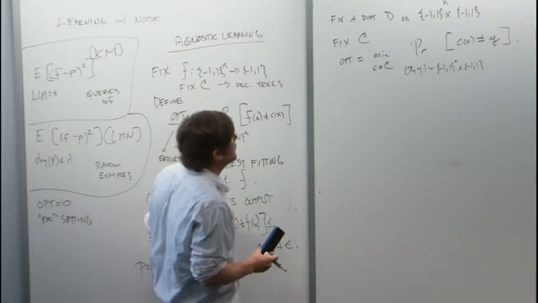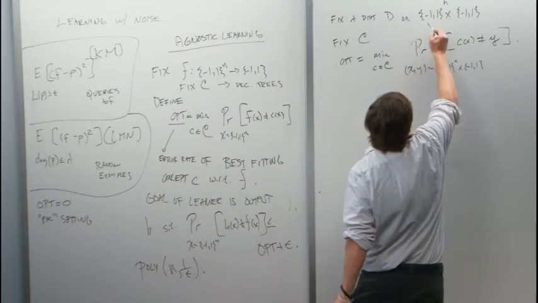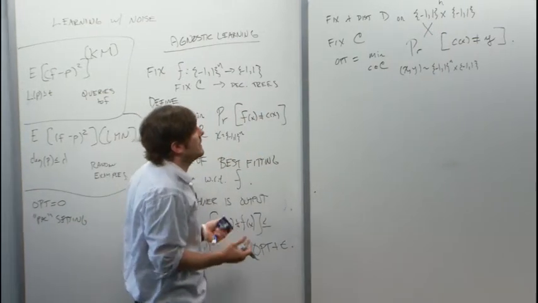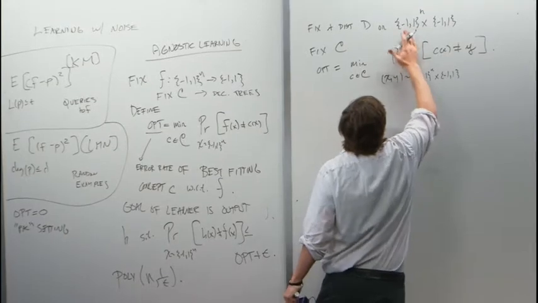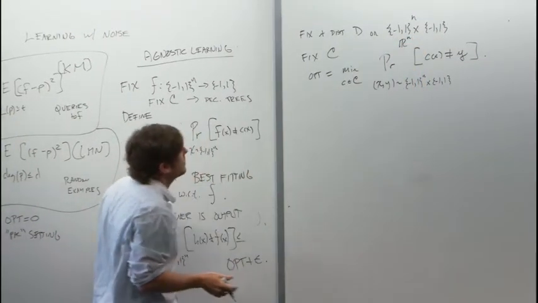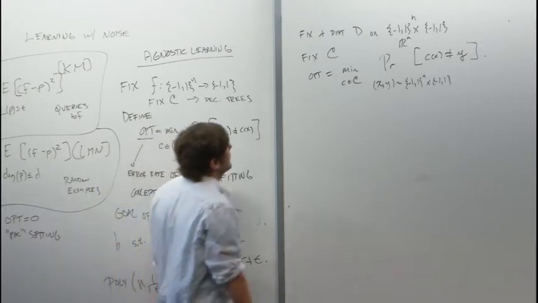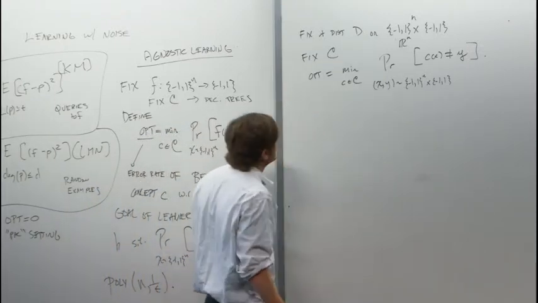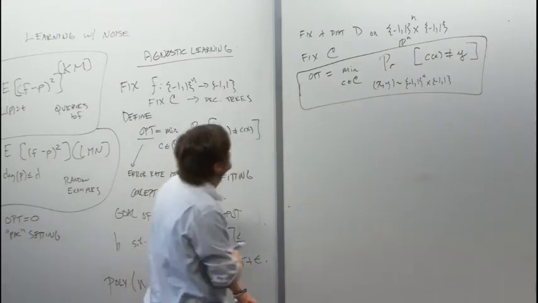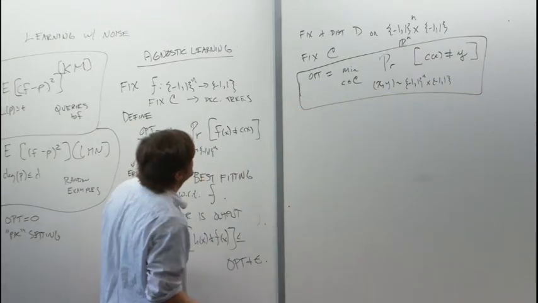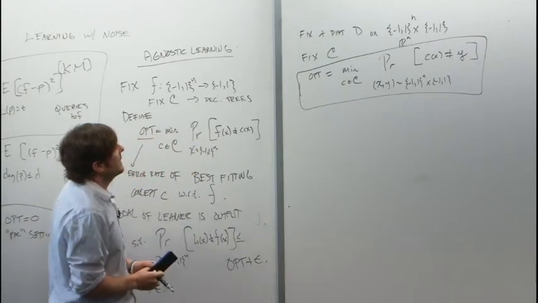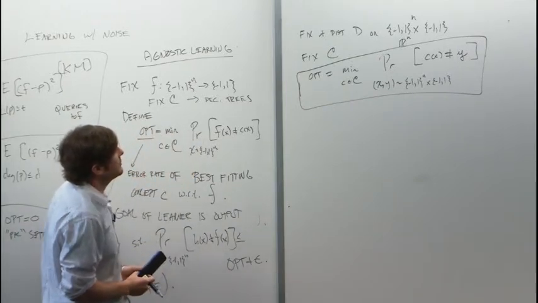Also, this could have been an arbitrary space. This could have been, for example, R^n. It didn't have to be the discrete cube, and later we'll be working over R^n. So I think it's a very clean formulation. It has a lot of nice advantages.